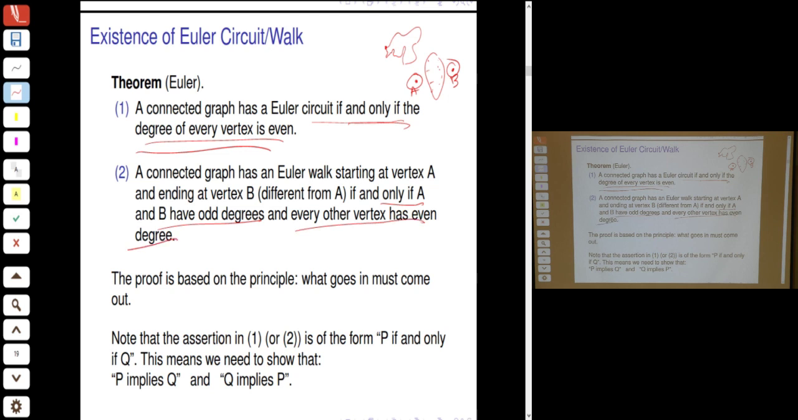So then you can have an Euler walk starting at a vertex A and ending at a vertex B, which is different from it. And if and only if every vertex of the graph has even degree, then you have an Euler circuit. So you can start from a point and you can come back to the point, traversing every edge of the graph exactly once.